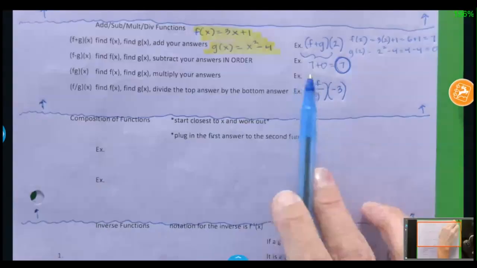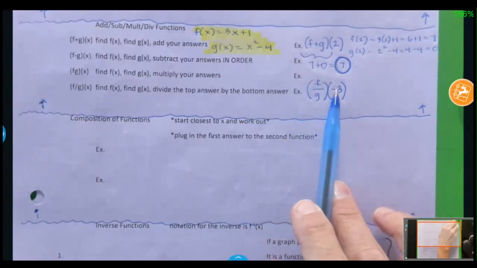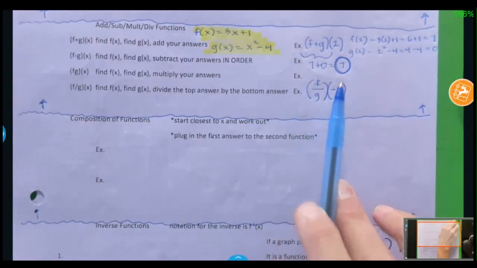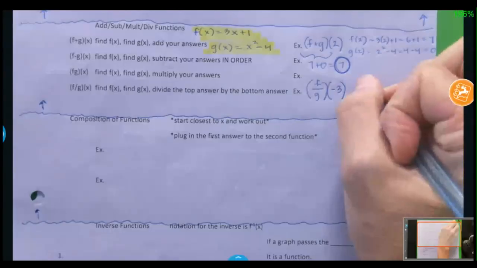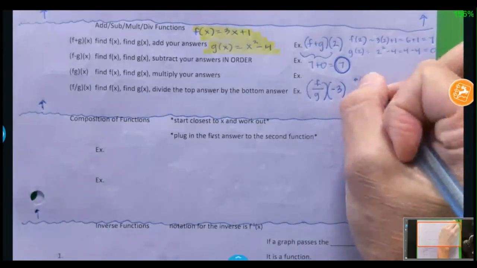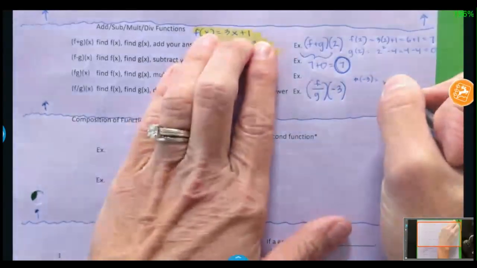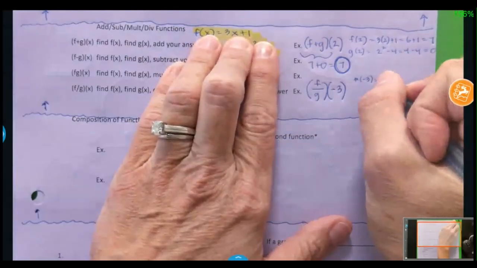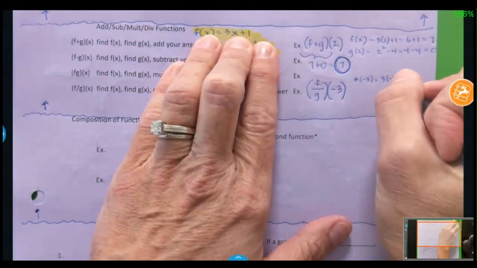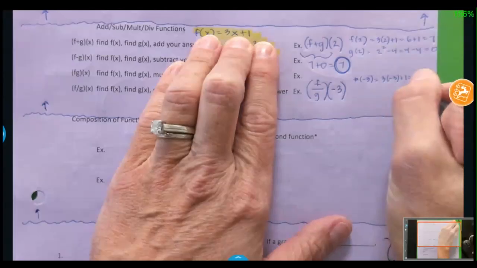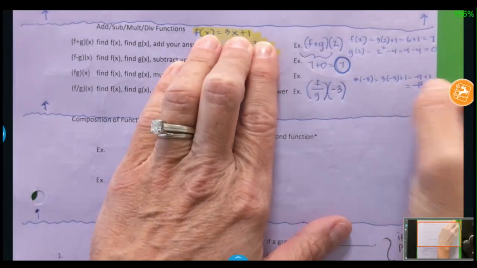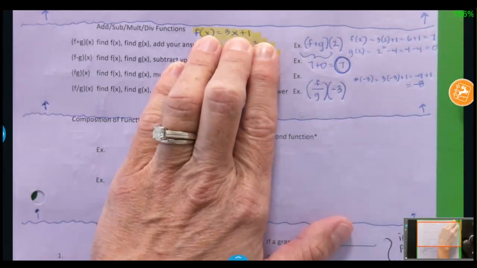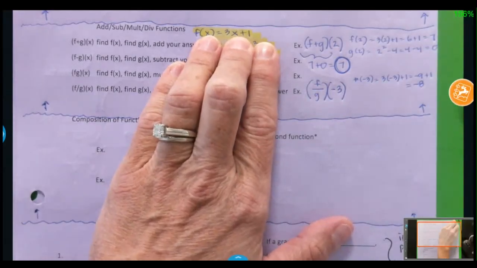All right, so what I need to do is I need to find f of negative 3. I need to find g of negative 3, and then I need to divide them in that order. F goes on top, g is in the denominator. So let's find f of negative 3. So go to your f function and plug in a negative 3. So 3 times negative 3 plus 1, that's going to be negative 9 plus 1, which is going to be negative 8. Please stop me when I make a mistake.